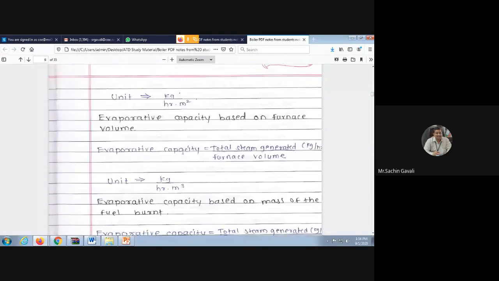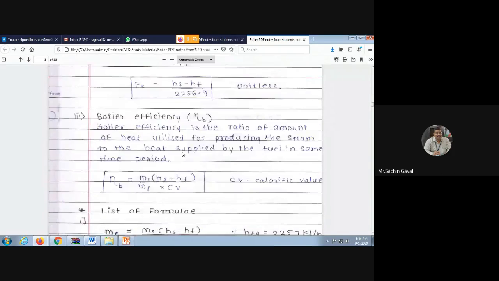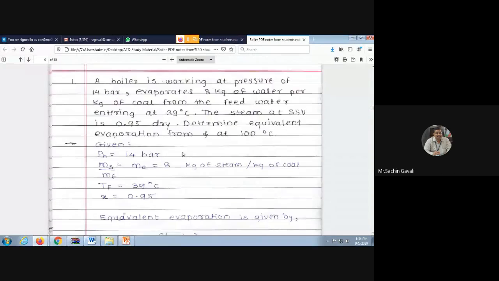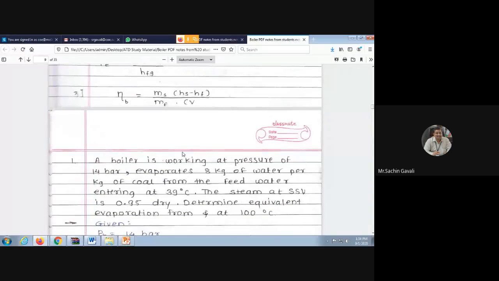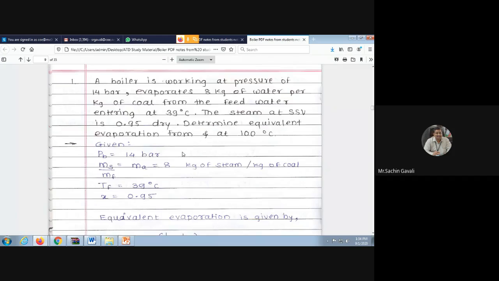I'll take the problem from this and I'll solve it on our PowerPoint worksheet. Okay. So first numerical. The formula we have written in short in the last lecture. Write down now. A boiler is working at a pressure of 14 bar.